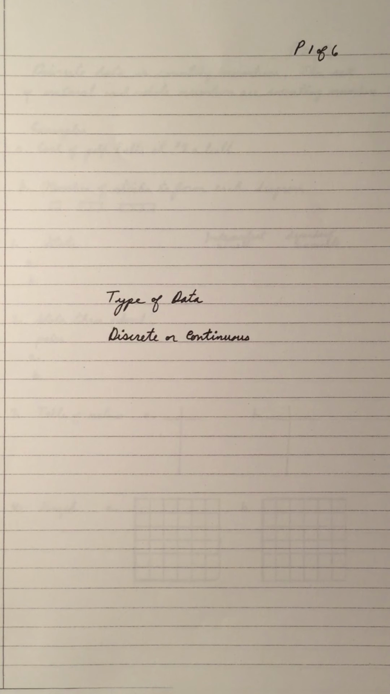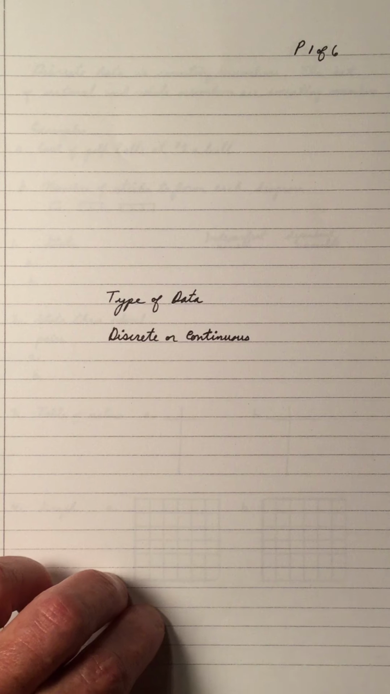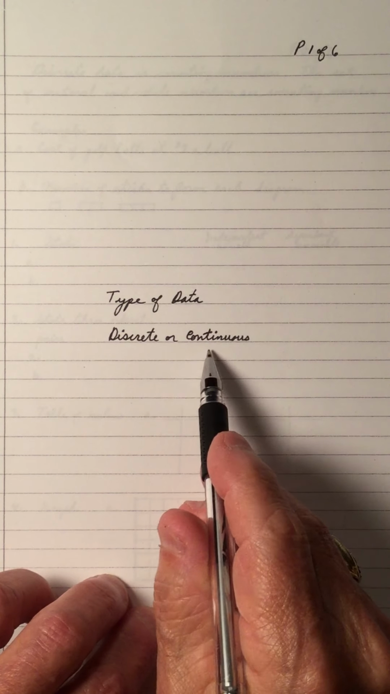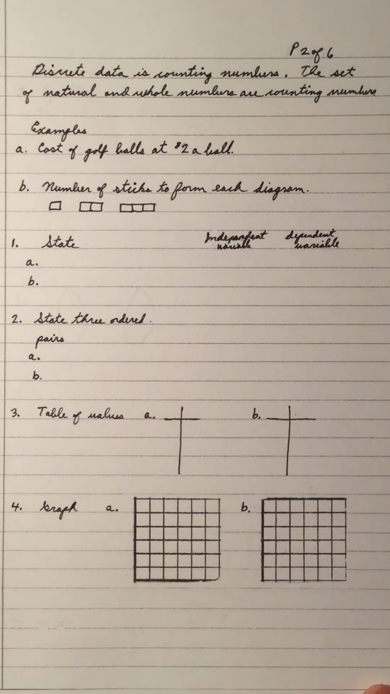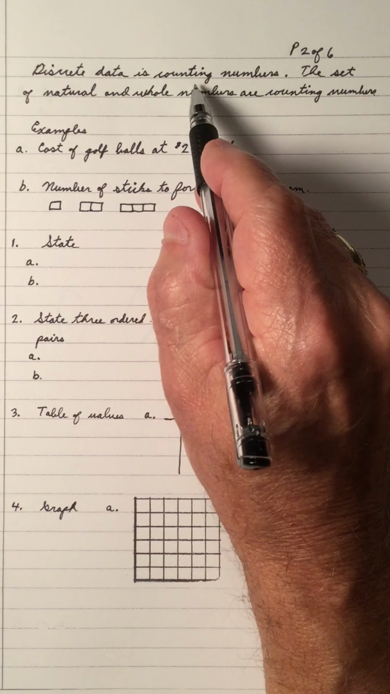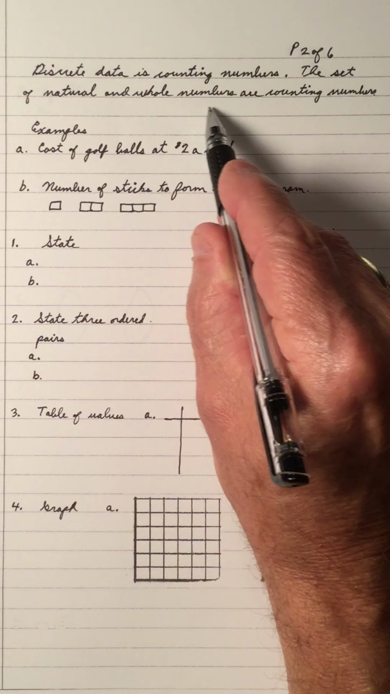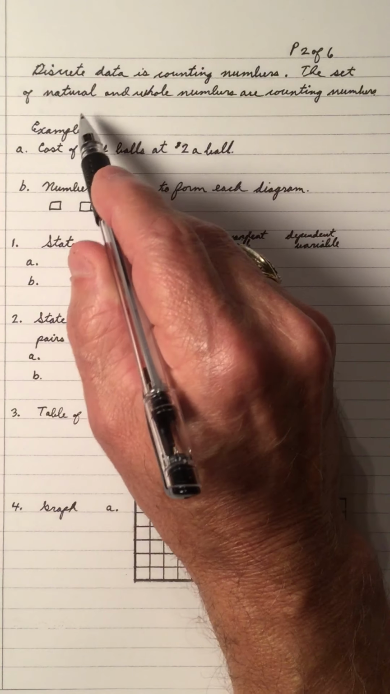Hi, welcome to my video on the type of data that's used in a relation. That type of data could be one of two types: discrete and continuous. Let's explain the difference. Discrete data is counting numbers. The set of natural or whole numbers are counting numbers.